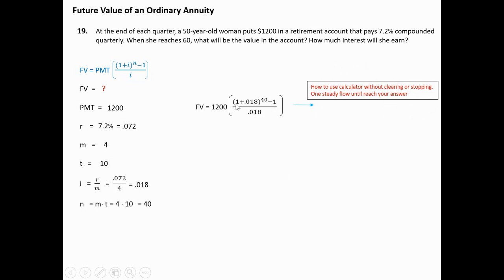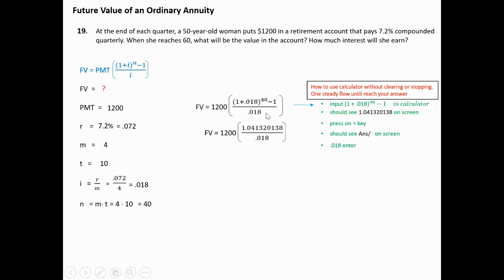Okay, so first you're going to enter the numerator on your calculator, and this is what you see, right in black. Then without stopping the calculator, you're going to hit the division key. This is what you should see on the screen. Then you're going to enter 0.018 and then enter it. Then this is what you should see, which means 1.041320138 divided by 0.018 is going to give us 57.85.